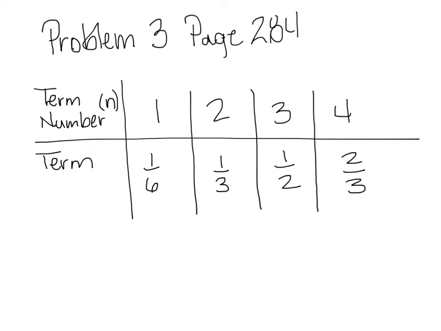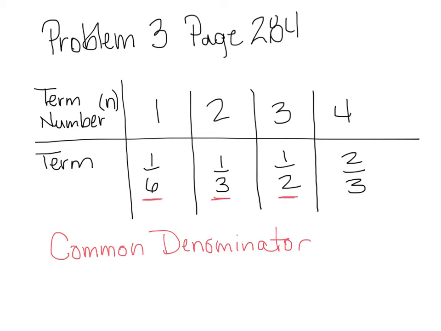I'm having trouble getting my pen to write. Common denominator. Okay, for this arithmetic sequence, your common denominator is what? What is the least common multiple of the numbers 6, 3, and 2? I hope you said 6.